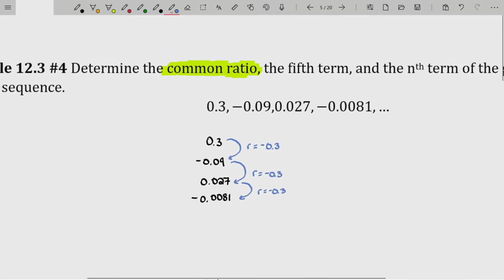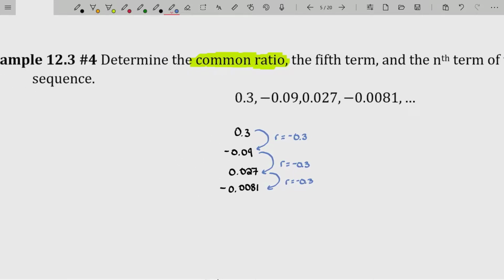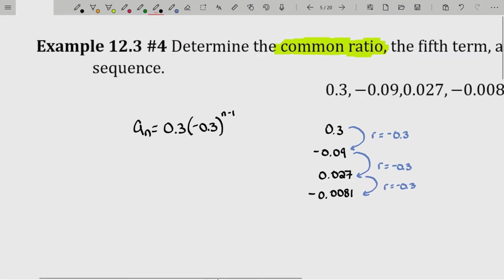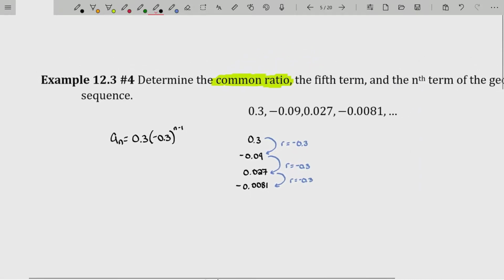So I immediately know that the sequence is defined by the formula a sub n is equal to the very first term times the common ratio raised to the n minus first power. Let me zoom in so my pen doesn't do that. I'll zoom out. All right, and what else were we asked?